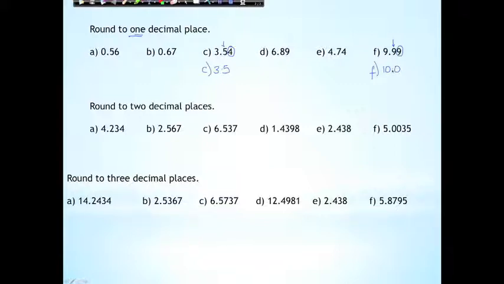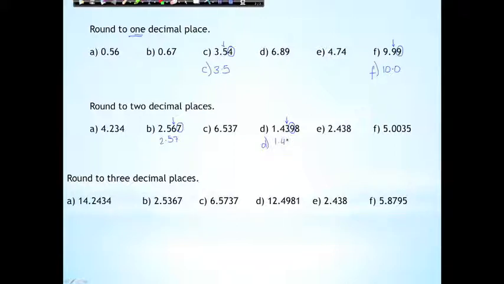Okay, when we round to 2 decimal places, let's do B. Here is my second decimal place. I need to look at the one after that, which is a 7. So we know that we have to round it up to 2.57. Okay, if I look at D, here is my second decimal place. The one afterwards is a 9, so we have to round up to 1.44.